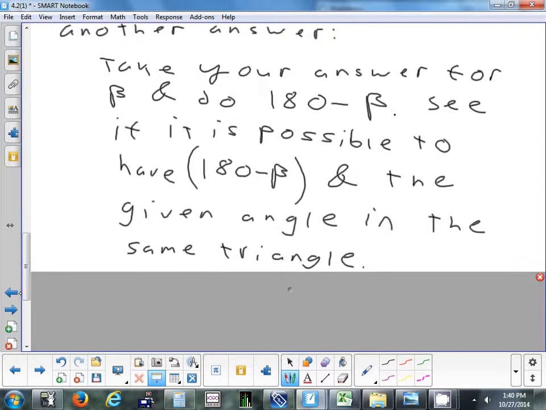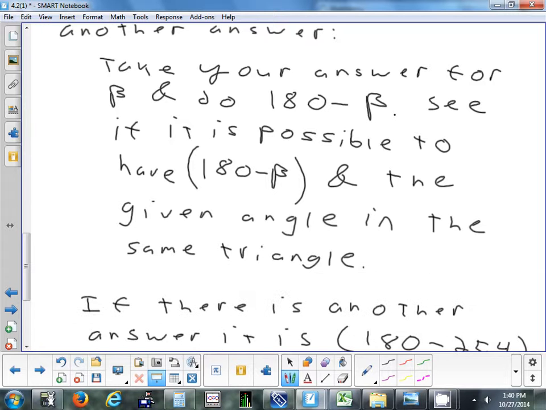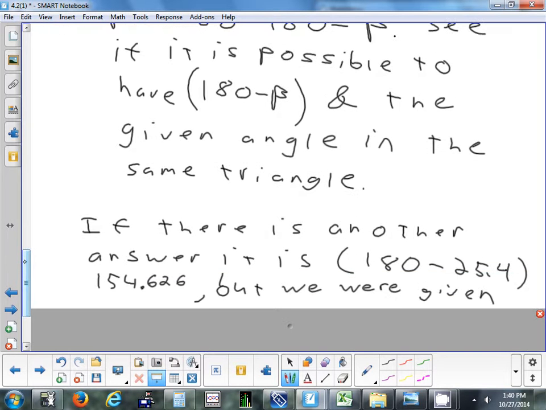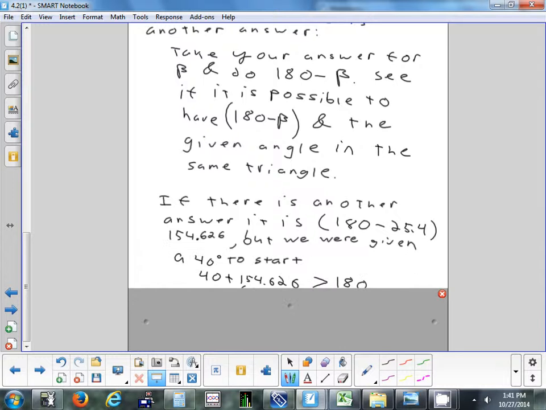All right, so we did 180 minus what we had for beta. We did that out. We got 154.626. But the problem is you were given a 40-degree angle to start with. And if you add what you were given to the possible second answer, it adds up to more than 180. It's too big.